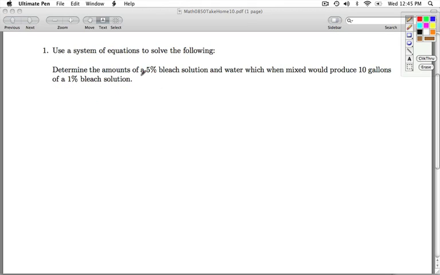So what are the unknowns? We need to know the amount of a 5% bleach solution and water. So I'm going to let B be the amount of the 5% bleach solution. And then I'm going to let W be the amount of water.